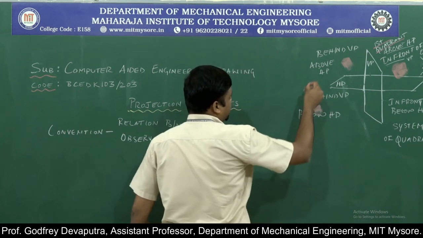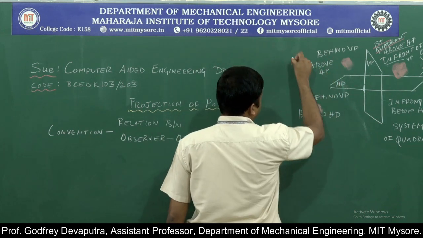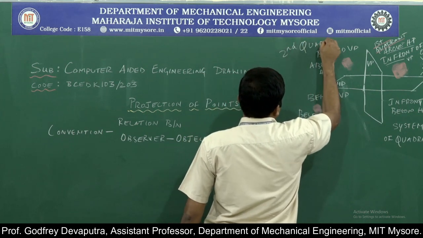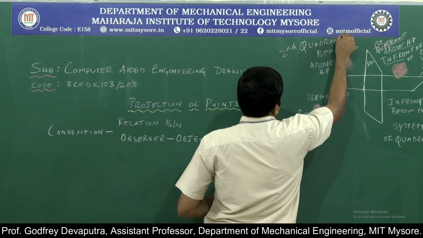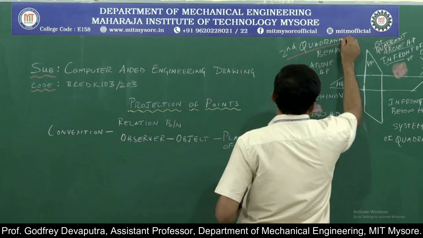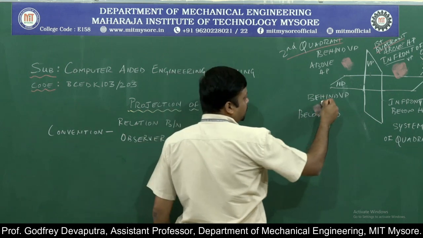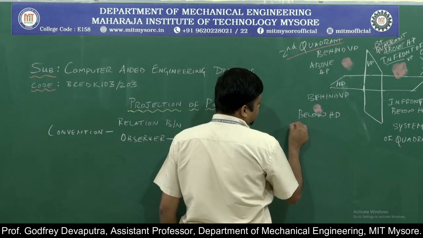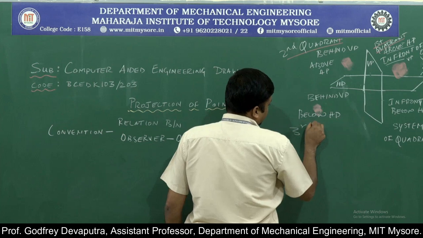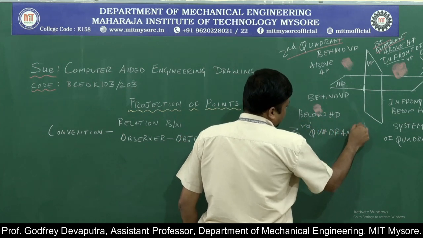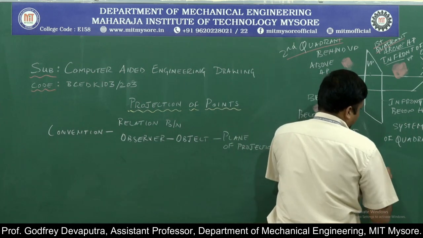Similarly, when the object is explained as being behind VP, above HP, we say it is the second quadrant. Similarly, when the object is explained as being behind VP and below HP, we say the object is in the third quadrant. And the last one is called as the fourth quadrant.